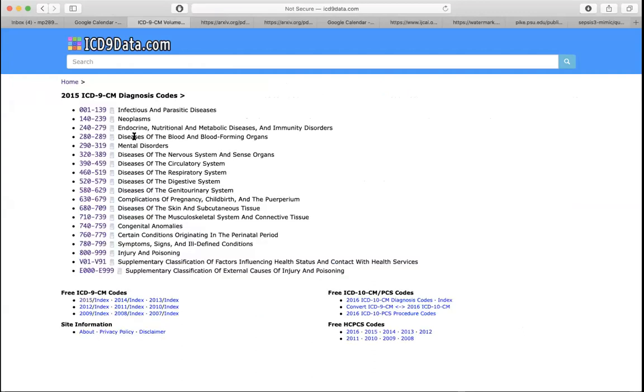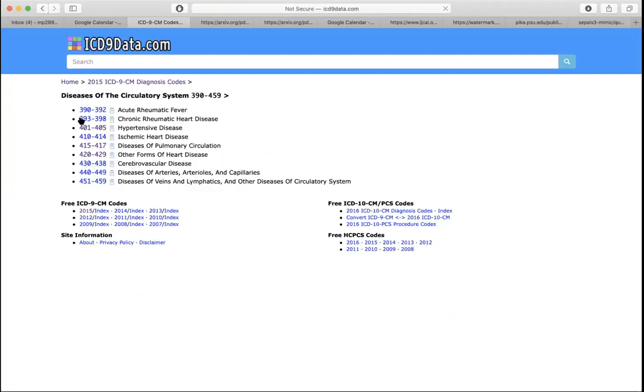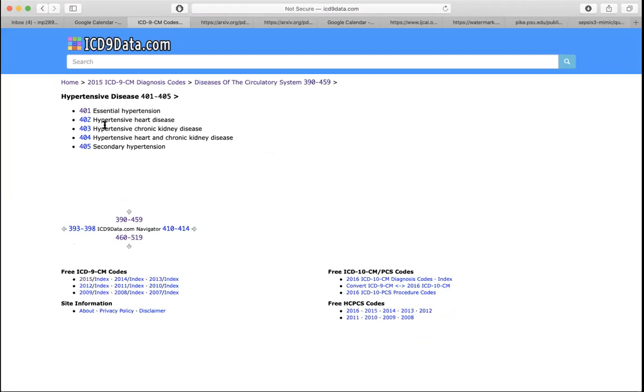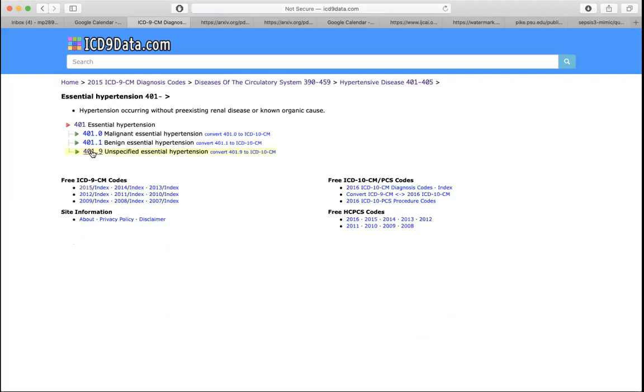If you want to look up what 401.9 means, then you have to go through this process, narrowing down. It should be located between 390 and 459, which is diseases of the circulatory system. 순환계 질병이죠. We go in and click this, and then we want to go into 401, this category, which is hypertensive disease, 고혈압이죠. And then there are different types of hypertension: hypertensive heart disease, hypertensive CKD, chronic kidney disease, secondary hypertension, whatever. We are looking for 401.9, so we click this one, and now we are here at 401.9.